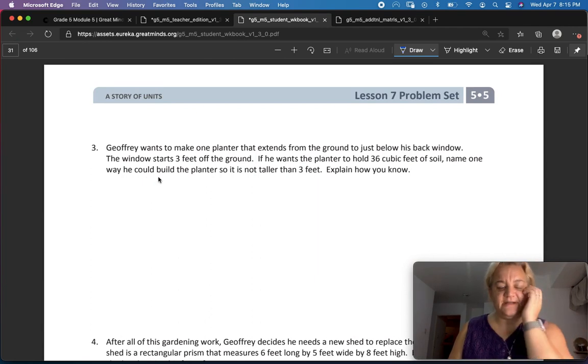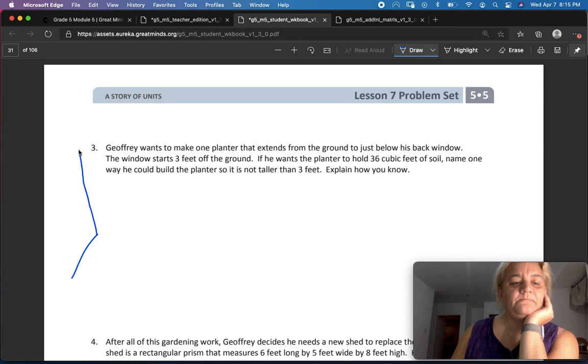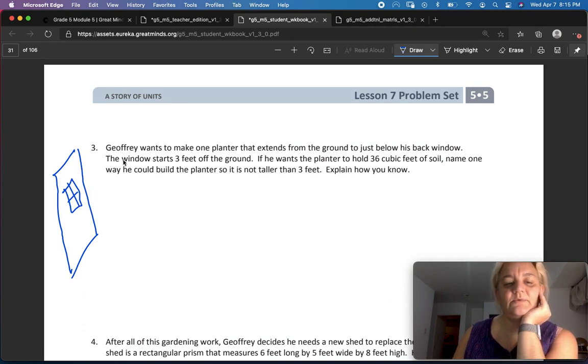Okay, number 3, still Jeffrey, wants to make one planter that extends from the ground to just below his back window. Okay, well, I'm going to draw the side of a house, I think, here. And there's his back window, right? And the window starts at 3 feet from the ground, so there's 3 feet from there to there. If he wants the planter to hold 36 cubic feet of soil, name one way he will build the planter so it is not taller than 3 feet. So he doesn't want it to go over 3 feet.